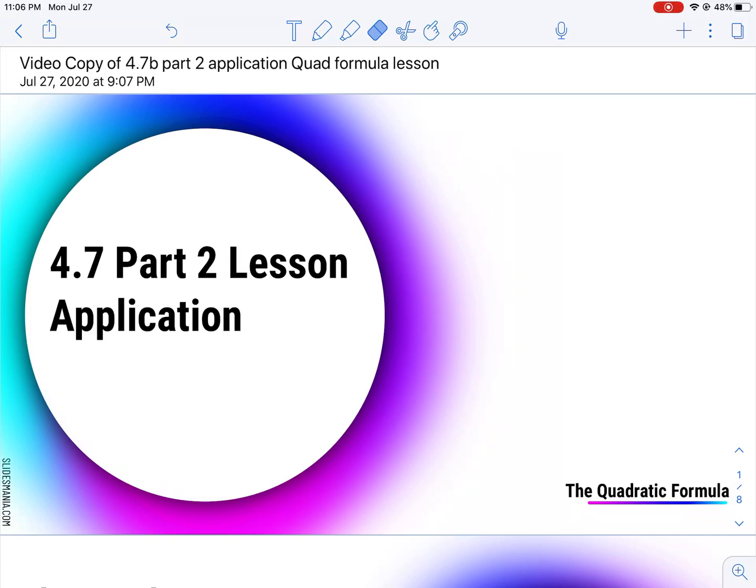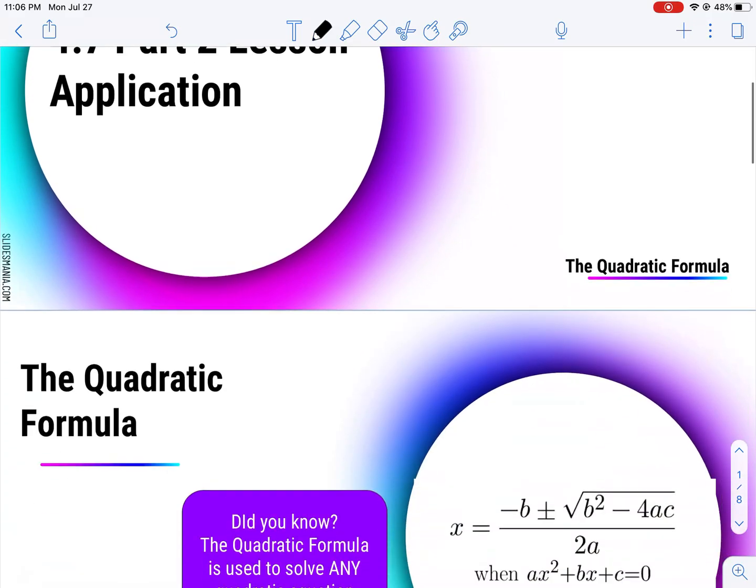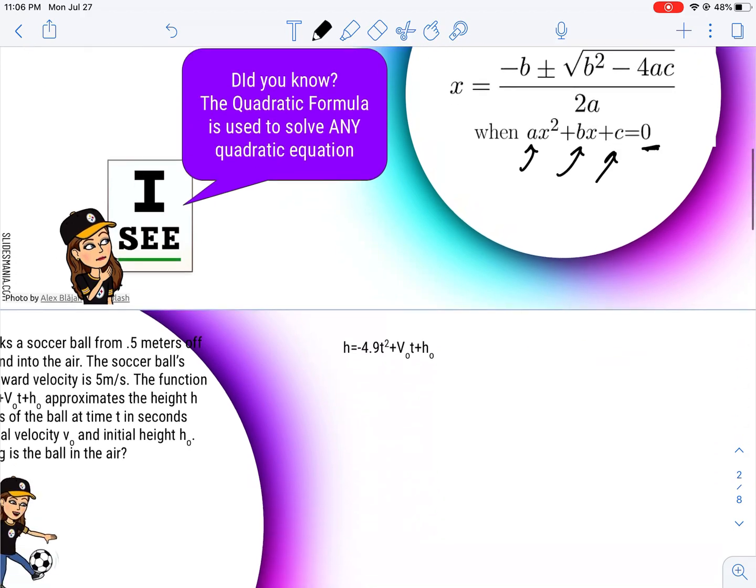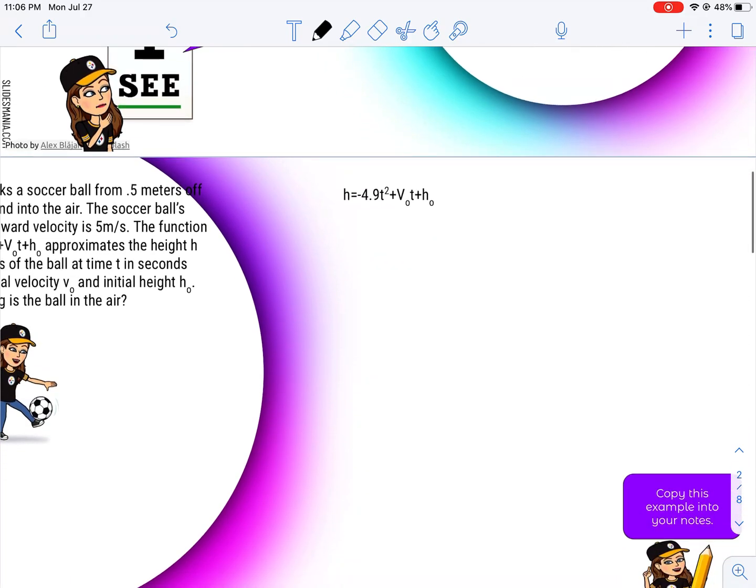Okay, in this video, we're going to look at some applications of quadratic equations using the quadratic formula. So you learned this the other day. The quadratic formula is negative b plus or minus the square root of b squared minus 4ac all over 2a. Remember, we just substitute in a, b, and c once we are in standard form. Notice it does have to equal 0 before you start any calculations.